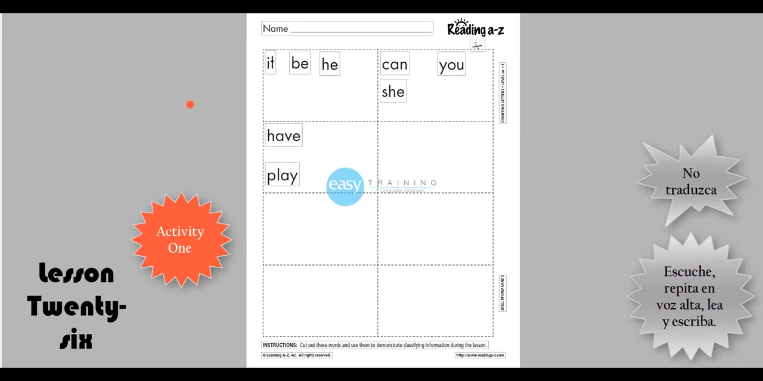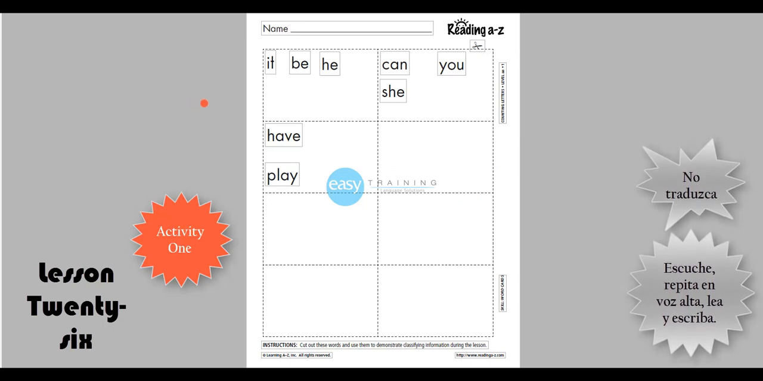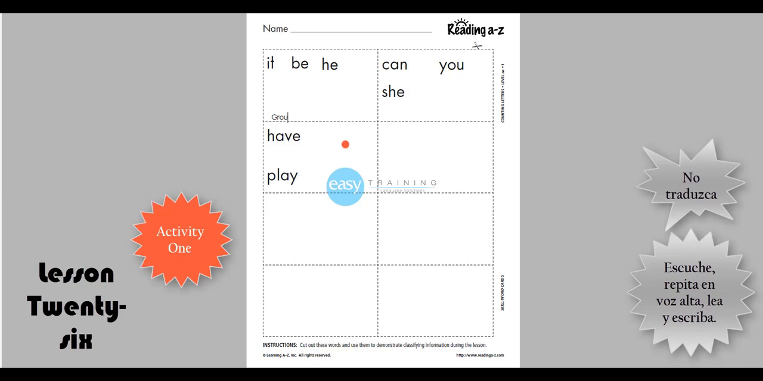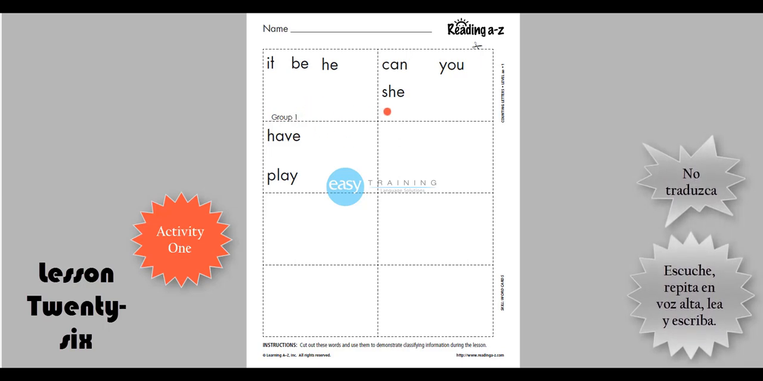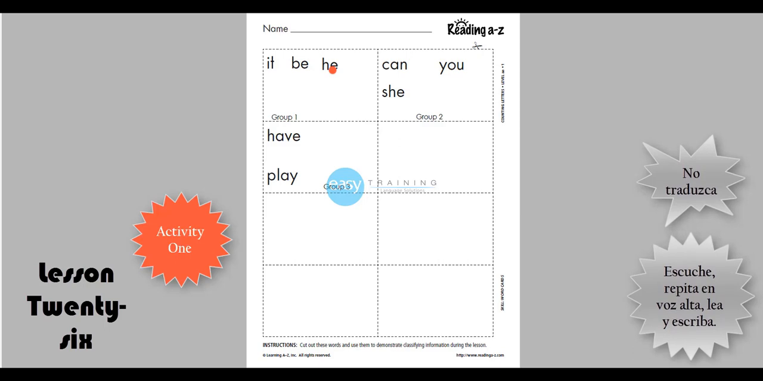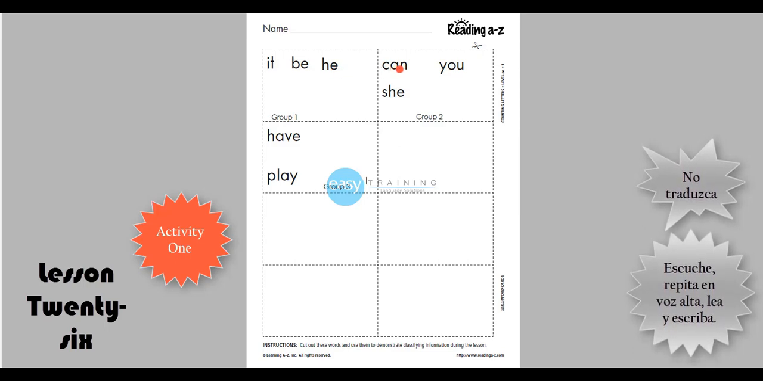As you can see, I have sorted the words out into three groups. Group number one, group number 2 and group number 3. What is the difference among the groups? Group 1. Group 2. And group 3. In group 1, I see 1, 2, 3 words. In group 2, there are 1, 2, 3 words. In group 3, there are 2 words.